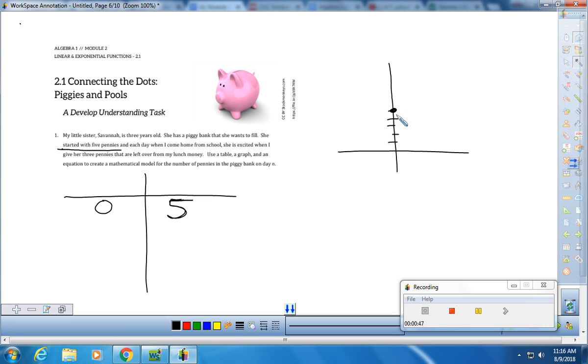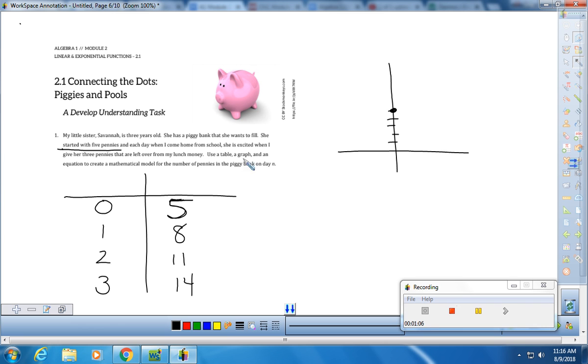Now, every day I come home from school, I have 3 cents left over from my lunch. So on the first day of school, I've given her my 3 pennies. Now she has 8 pennies. On the second day of school, she now has 11 pennies. Third day of school, she now has 14 pennies.